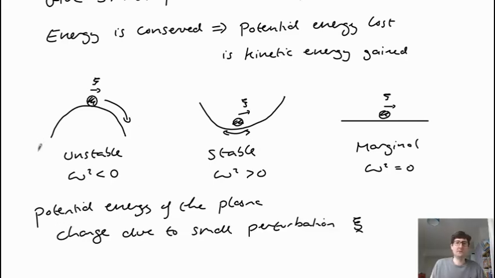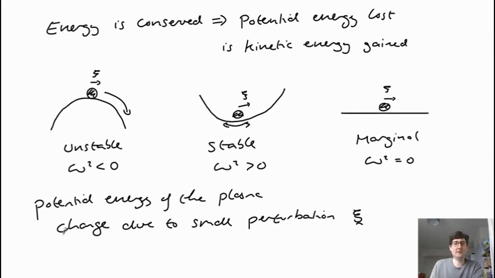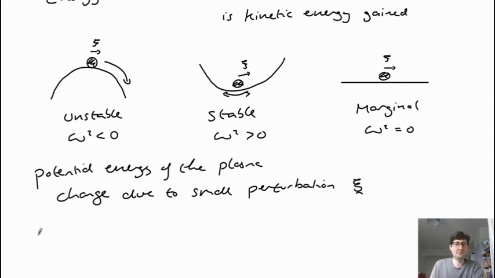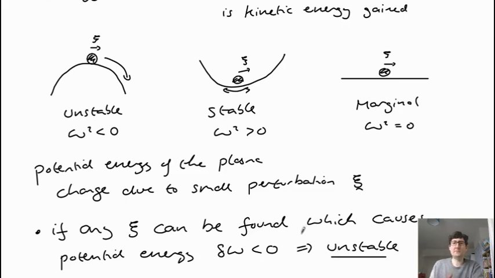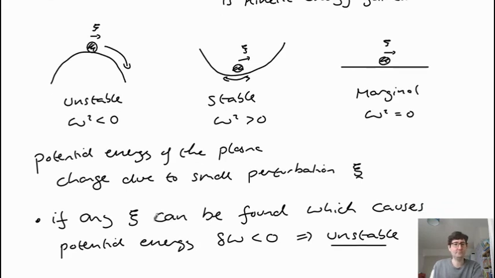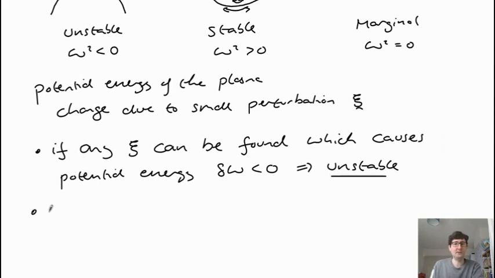An important point is, in order to be unstable, there only has to be one way for a plasma to move to become unstable. And so if any psi can be found, so if there's any way that the plasma can move which will make the potential energy drop, i.e. go into this falling off a hill situation, and this change we call delta W is the change in potential energy. If that's less than 0 for any perturbation, then the plasma is unstable. And if you want the plasma to be stable, then all perturbations must lead to delta W bigger than 0.